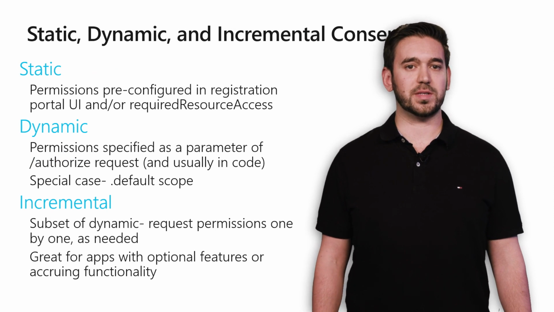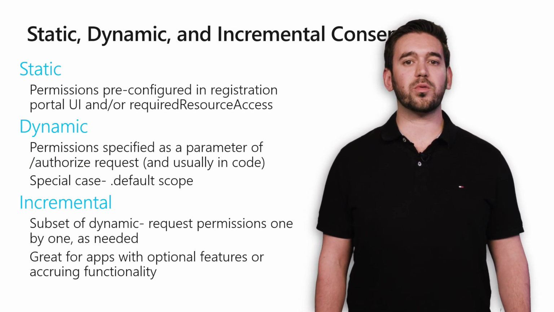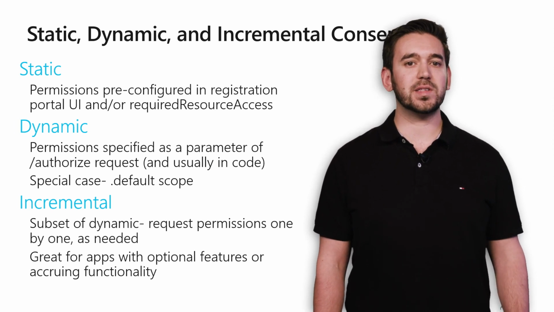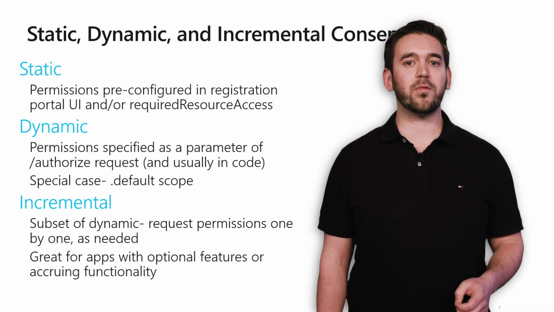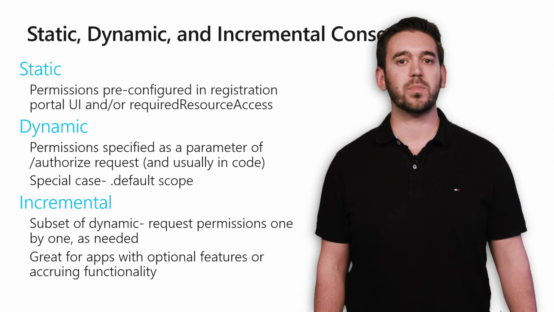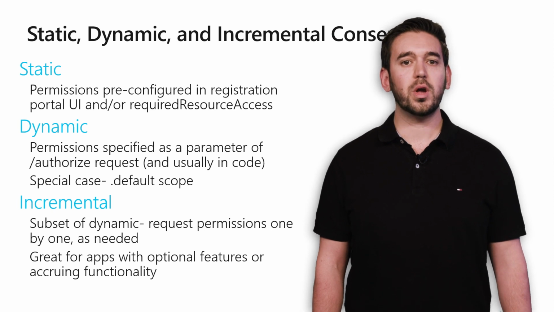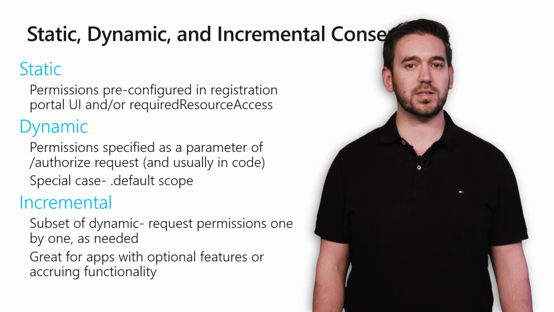Speaking of incremental consent, it's important to know what this is and how it relates to a few other flavors of consent, static and dynamic. Static consent is the term used for the scenario where the permissions in the consent prompt come from a pre-configured list that was specified by the developer up front. Static permissions are configured by either selecting certain permissions in the app registration portal or by specifying them manually in the required resource access section of the app manifest.